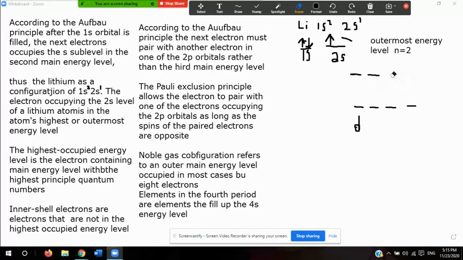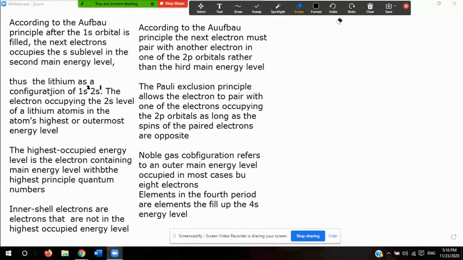And an octet is basically when they have 8 electrons in their outermost energy level. Okay. So an octet is when they have 8 electrons in their outermost energy level. And the noble gases include neon, xenon, argon, and so on and so forth.